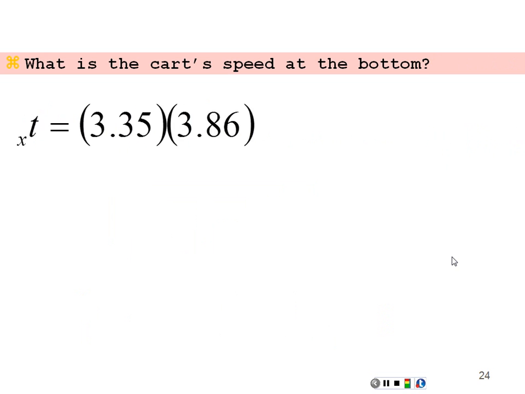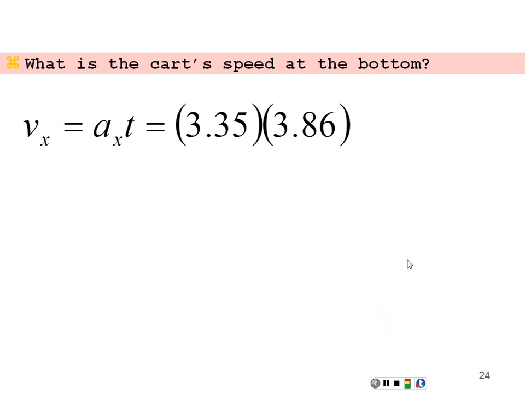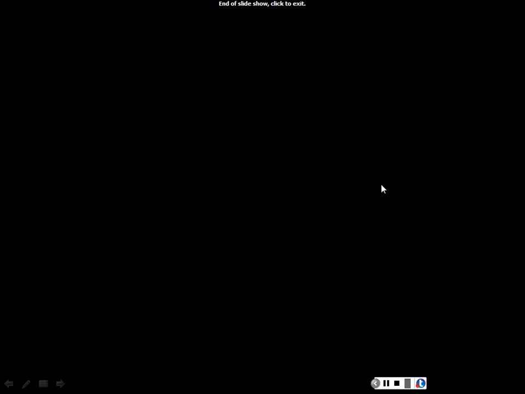What's the cart speed at the bottom? Velocity will equal initial velocity plus acceleration times time, but our initial velocity was 0. So simply acceleration times time in this case. We have 3.35 times 3.86 seconds. We will have a speed of 12.9 meters per second at the bottom. And that's that. We'll leave it at that.